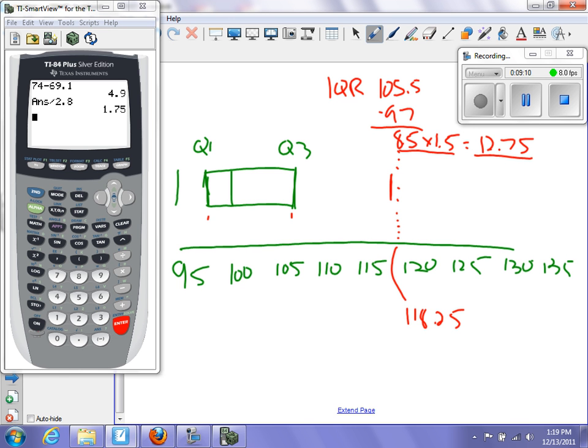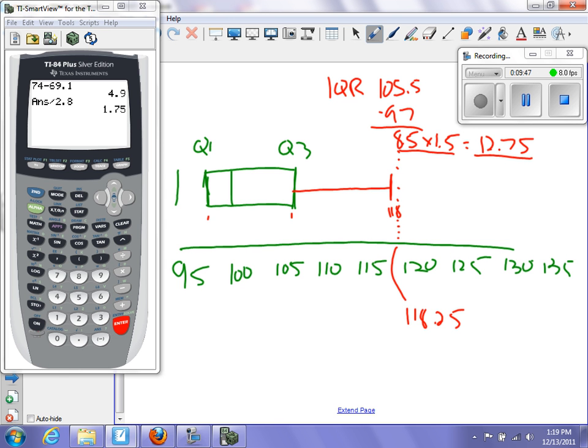And then the whisker you draw where? The greatest value that fits below the fence. Or you could say it's the data value closest to the fence on the side of the fence where the box is. So I'm saying my data value that's closest to my fence, I'm going to just call it 118, because my fence is at 118.25.